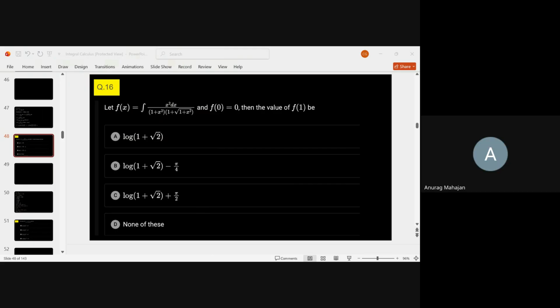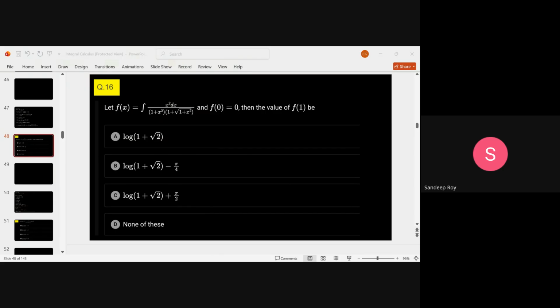So option B. Option D. None of this. No, so B. Okay, B. Yeah, option B is correct. Answer is B itself. So this is again an easy question. You can use the help of substitution here to get the answer.